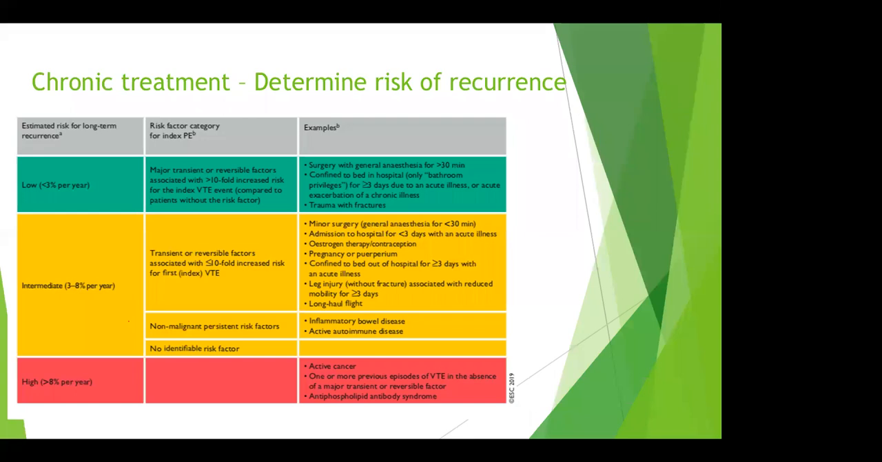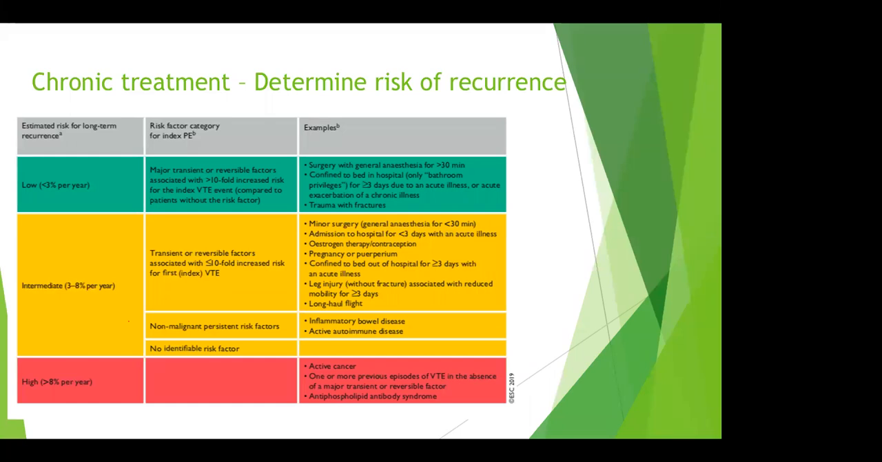Okay, looking at the chronic treatment, this is after your acute phase, you need to decide how long you want to anticoagulate the patient for. So you need to determine the risk of recurrence of the patient, and then from there you can decide the duration of therapy. Previously, what we are all familiar with is the term provoked PE and unprovoked PE. Provoked PE you would anticoagulate for 3 months, and unprovoked for at least 6 months to a year, sometimes lifelong. The latest ESC guidelines has asked to refrain from the use of provoked or unprovoked PE.